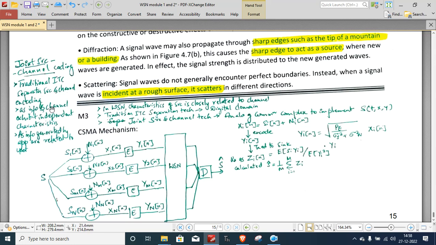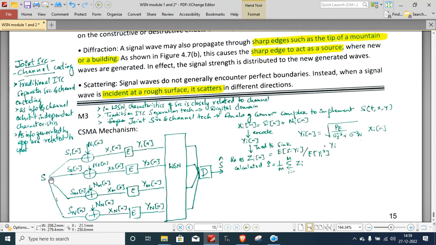But in a wireless sensor network, the characteristics of the source are closely related to those of the channel. Traditional ITC uses separation technology because it's all in the digital domain. Whereas in joint source and channel technology, analog communication has to be used, so it's quite complex to implement, and it basically makes use of a spatio-temporal model, where it depends upon time as well as the spatial location of the sensor node. And in turn, here we have a single source.